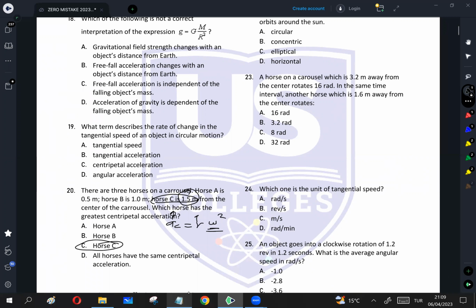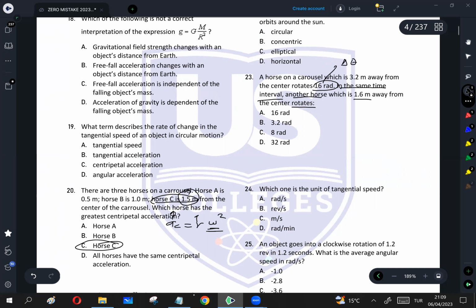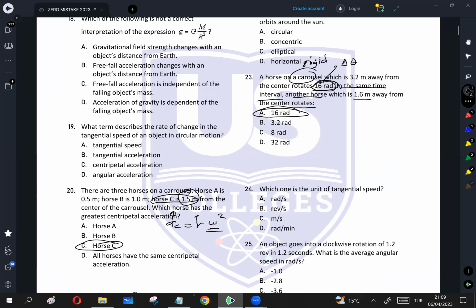A horse on a carousel, which is 3.2 meters away from the center, rotates 16 radians. This is the angular displacement for horse A. In the same time interval, another horse, which is 1.6 meters away from the center, rotates. So the carousel is again a rigid object. In a rigid object, every single point has the same angular displacement, angular speed, and angular acceleration. So if one horse has an angular displacement of 16 radians, the other horses will have the same angular displacement. No calculation needed here.